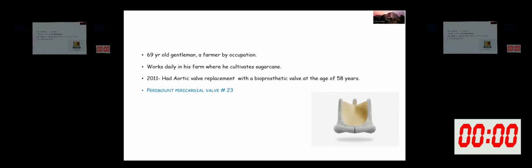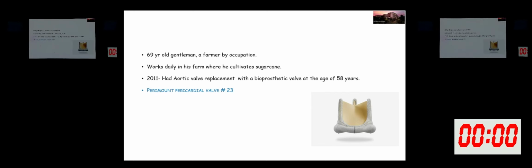Actually, our TAVR journey started with this case. Before, we used to call proctors, almost 2 years back. So this patient was a 16-year-old gentleman, a farmer by occupation. He was working daily in his farm where he cultivates sugarcane. In 2011, he had aortic valve replacement with the Perimount pericardial valve. So he was on regular checkup. He had COVID 3 months back and was treated.